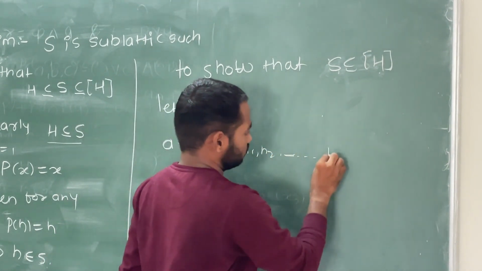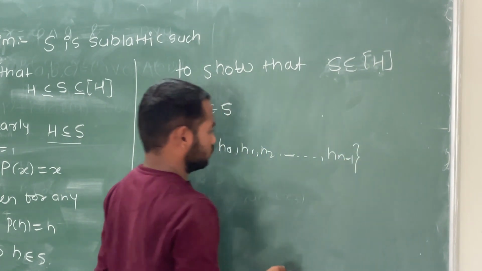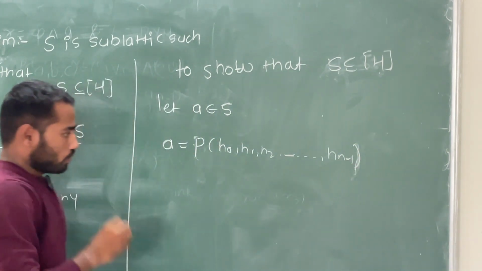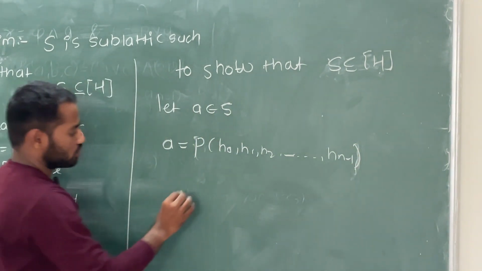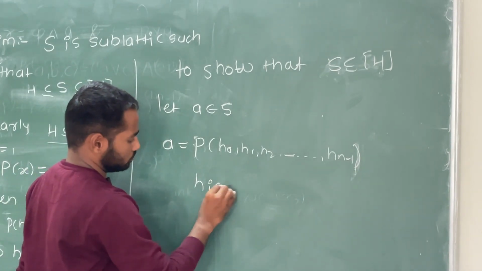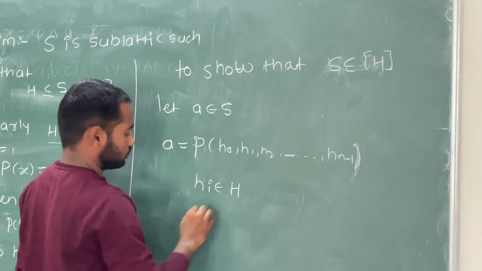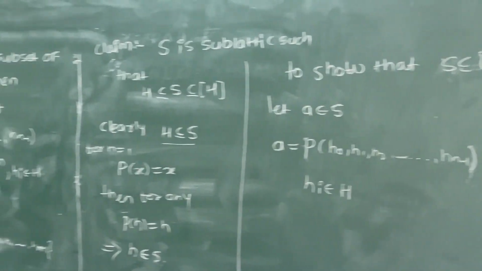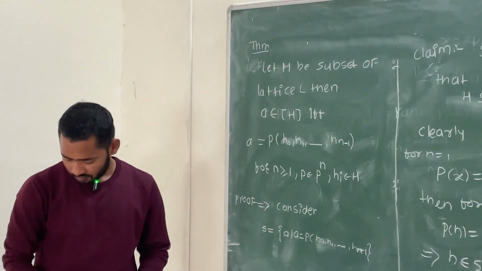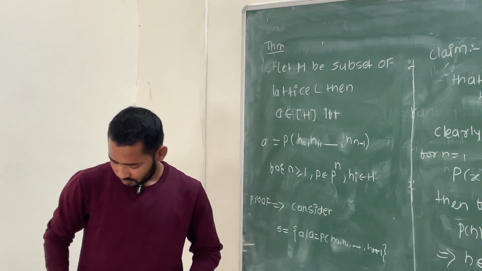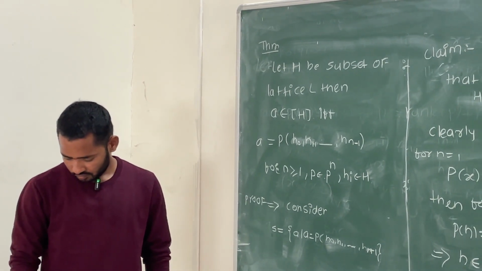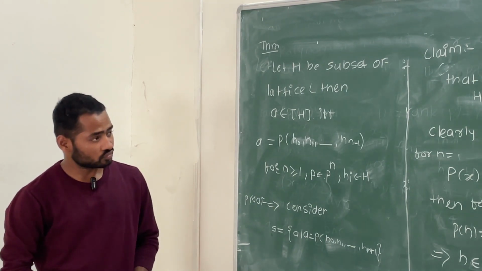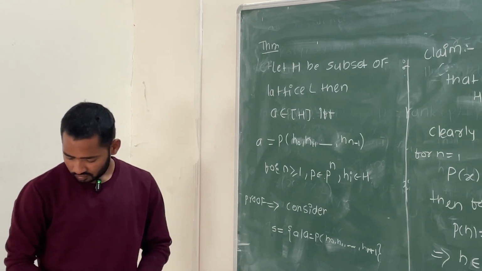So there exist h0, h1, up to hn minus 1 in capital H, the round bracket, not the flower bracket, such that a is P of that value. Where are the hi's? The hi's belong to capital H. Yes? Now we will prove this with the help of the rank of that polynomial P. Using that we will prove that a will be there in square bracket H.